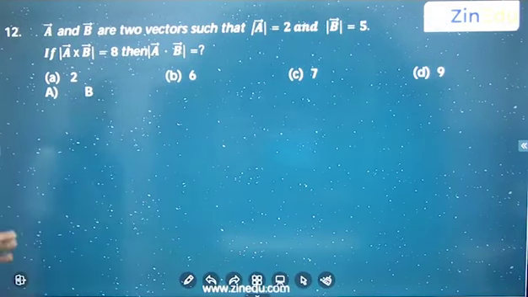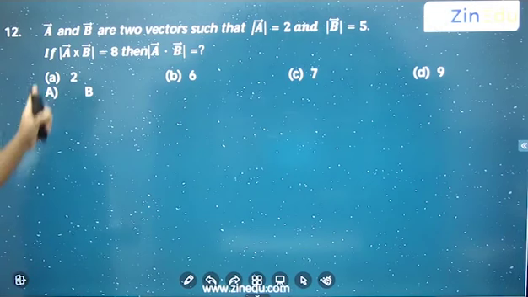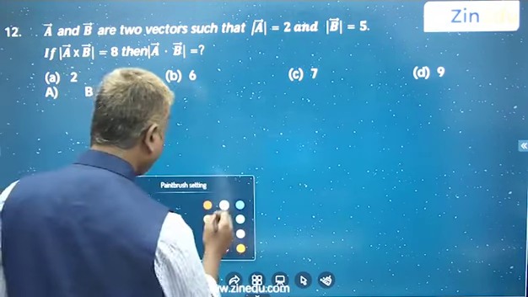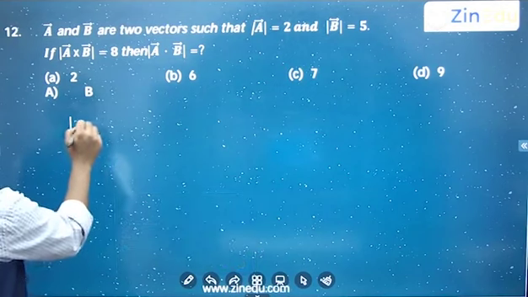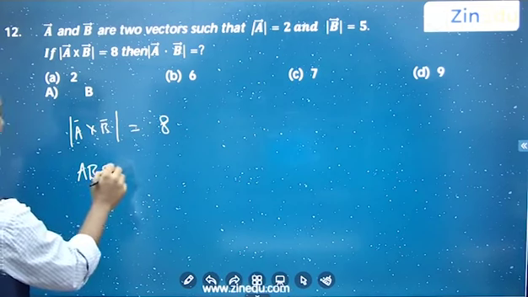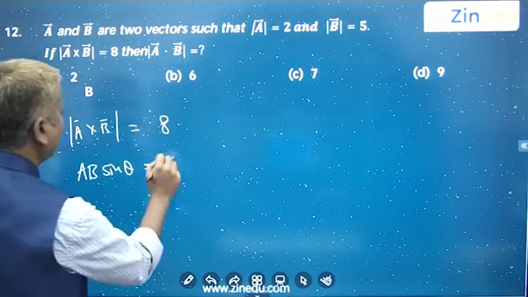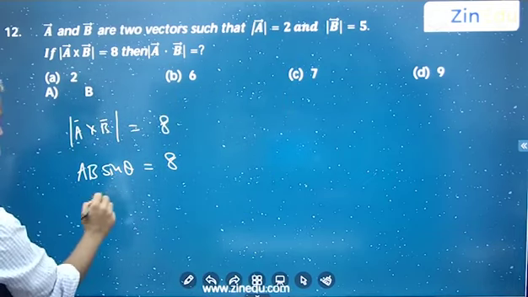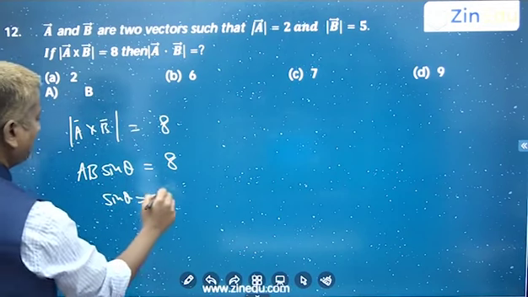A bar and B bar are two vectors such that magnitude of A bar is 2, magnitude of B bar is 5, and the magnitude of the cross product A bar cross B bar is 8. Then what is the magnitude of A bar dot B bar? From the first equation, the magnitude of A bar cross B bar is 8, and this can be written as AB sine theta, where theta is the angle between A bar and B bar. Magnitudes of A and B are given, 2 into 5, 10, so sine theta will be equal to 8 upon 10, that is 4 by 5.